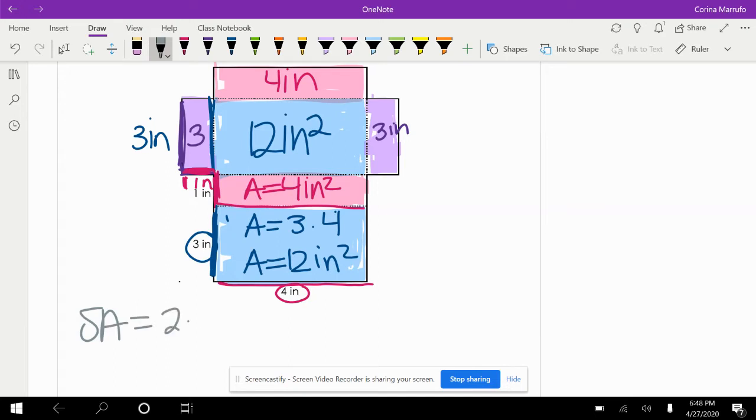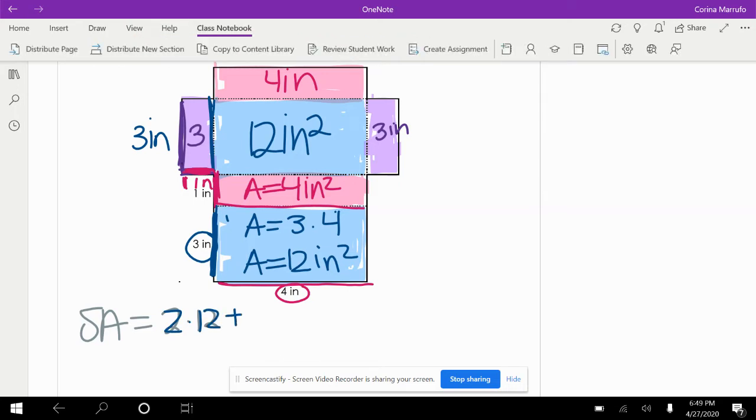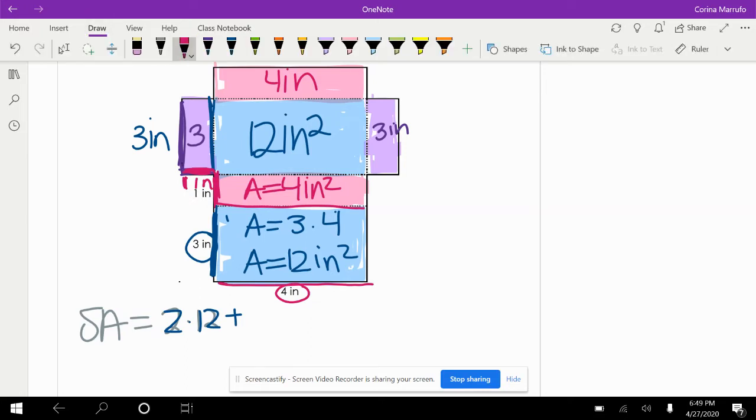So we have 2 rectangles that are 12. Should have done that in blue. 2 are 12. Plus, we have 2 rectangles that are 4. Plus, we also have 2 other rectangles that are 3 inches. Okay, so we can put all that in our calculator and see what we get. So let's see. Let me go ahead and put that in real quick. 2 times 12 plus 2 times 4 plus 2 times 3. And that gives us 38.